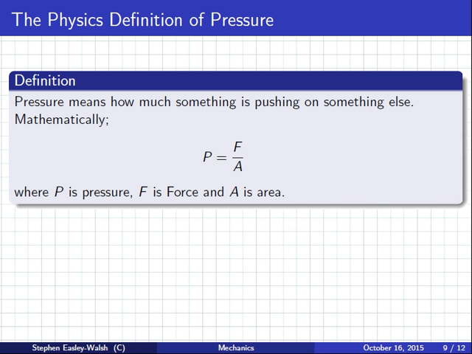Pressure is force per area. Now, what's the unit for force? Newton. And area? Meter squared. So what's the unit for pressure? Newton per meter squared. So the unit is Newton per meter squared.